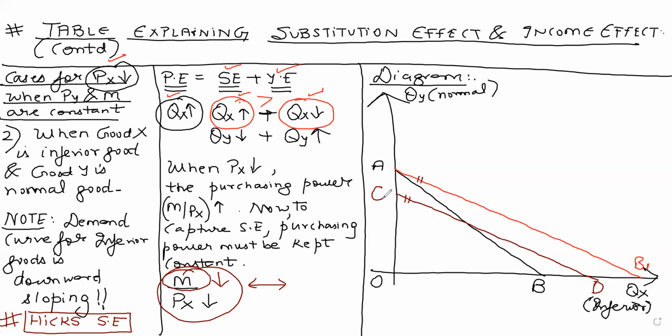Now, when the price of good X went down, purchasing power went up. To keep it constant, we have to take away income from the consumer. And we will take away income from the consumer in such a way that he is on the same indifference curve. Now guys, we can plot the indifference curves.